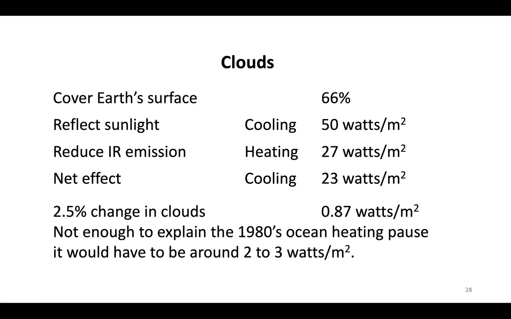That means that in the 1980s, it's possible that the Earth was cooled by the increased clouds by that amount. But the ocean would have stopped heating only if we got rid of that whole 2 to 3 watts per square meter that the IPCC predicted. So I don't think that 2.5% change in clouds can explain the absence of heating that occurred in the 80s. On the other hand, the IPCC number is very uncertain.